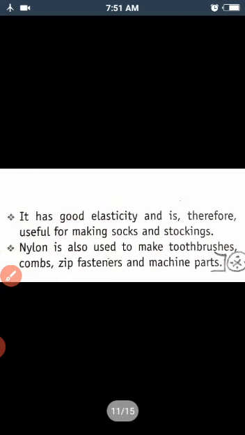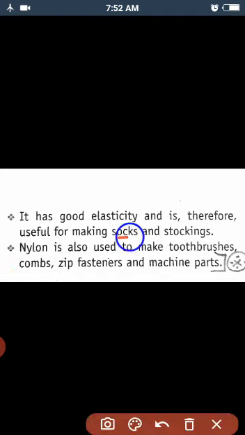Another use, because it is a good elastic, is making socks and stockings. Nylon is also used to make toothbrushes, combs, ship fittings, and machine parts.